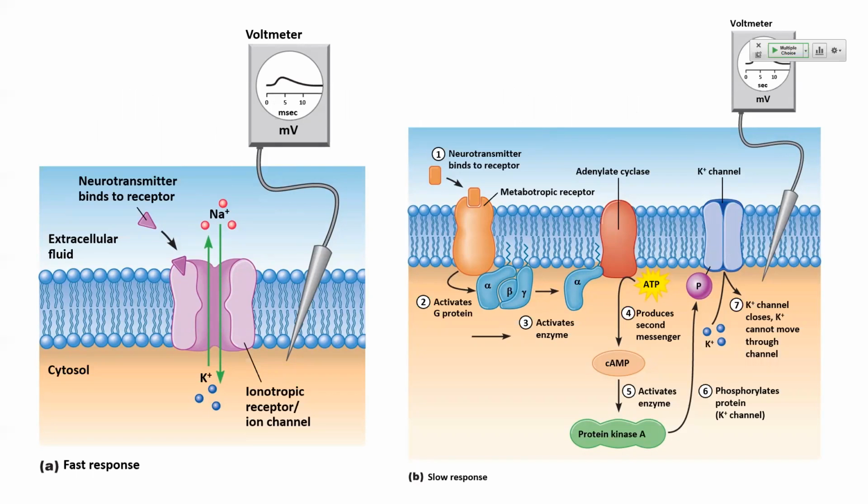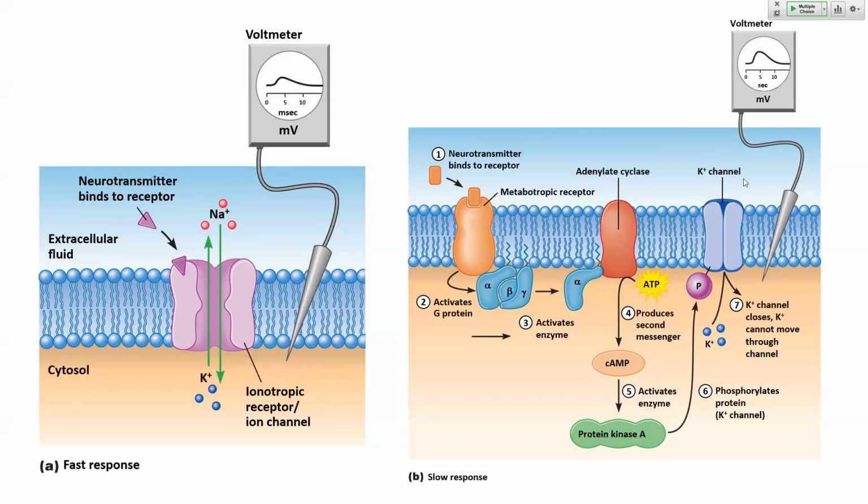So on this slide, we can compare the fast response on the left and the slow response on the right, and the way that the membrane potentials are being influenced here. So we talked about the movement of sodium and potassium through ion channels. And if that channel is a sodium or potassium channel, then we can open it up easily by binding this neurotransmitter to that channel. And we said that the receptor here is acting as the channel as well. So this is going to be a fast response because of that, because the receptor is also the channel.